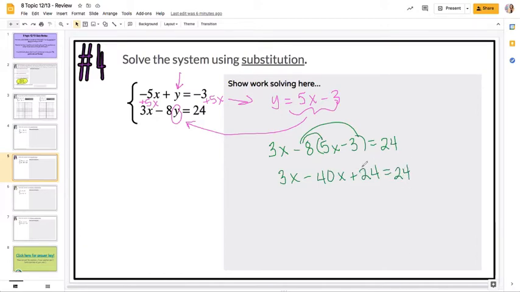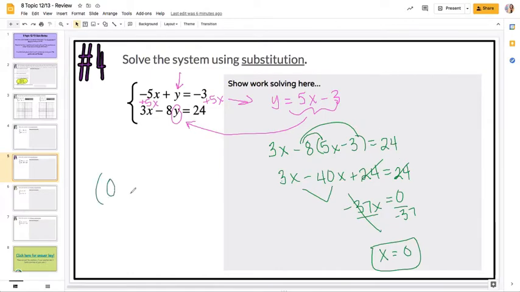24 on both sides. We can subtract 24. That just ends up canceling. So we're left with 0 is equal to -37x. Okay, remember that it's not x equals -37. We have to do that step of dividing by -37 to find that x is 0, because 0 divided by anything, well, besides 0, is just 0. So that's part of our answer.